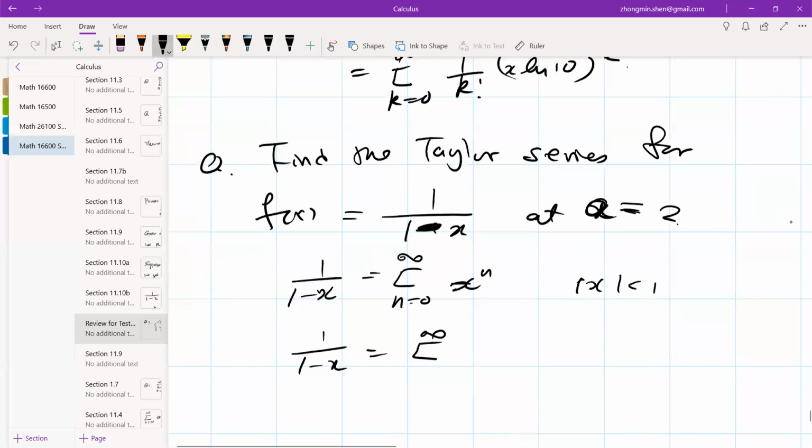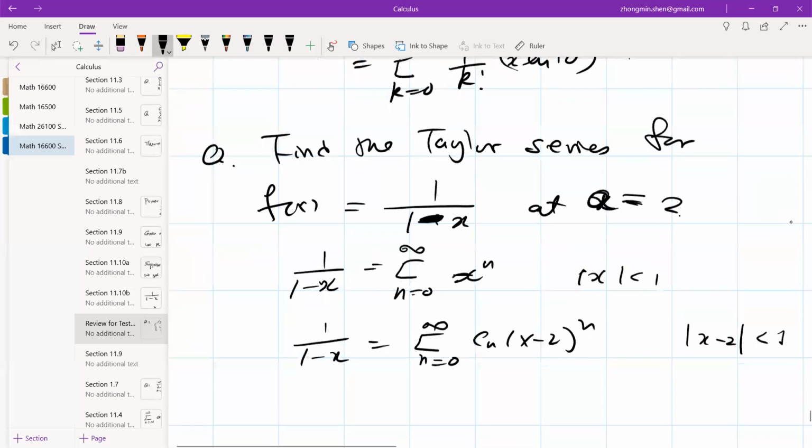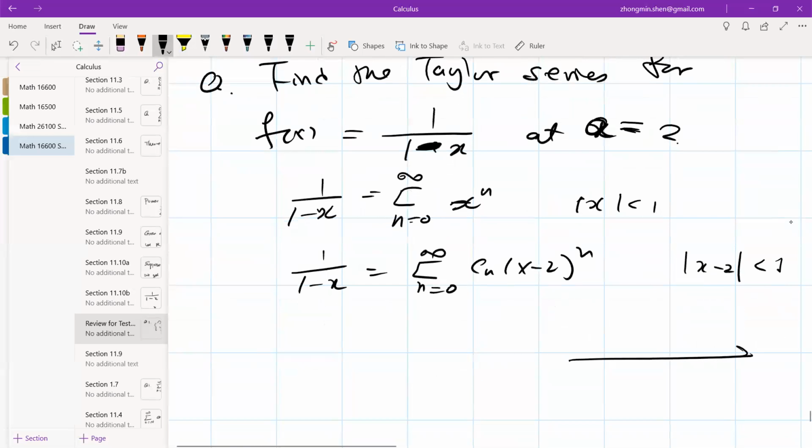Okay. So we want to express it in this form, right? And the absolute value of x minus 2 should be less than some number. I think less than 1. Yeah, the reason is, here's 1, here's 2. This is where the function is undefined. So you have to look at the interval. Okay, that's right. So it's 1.